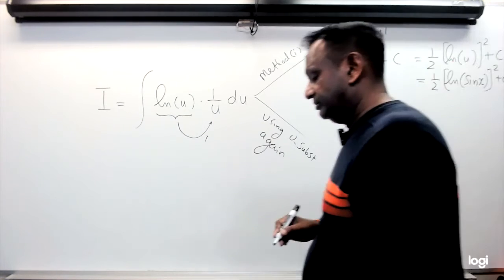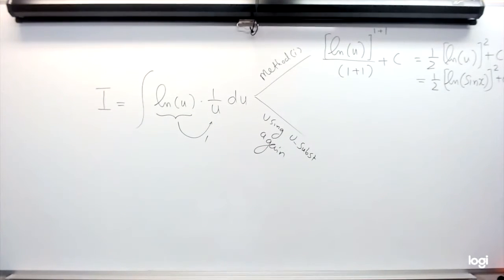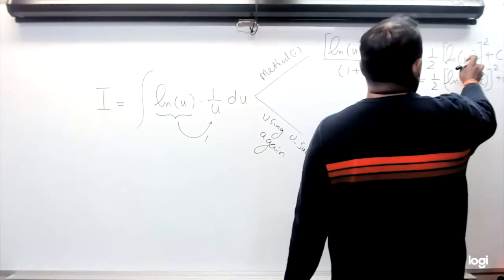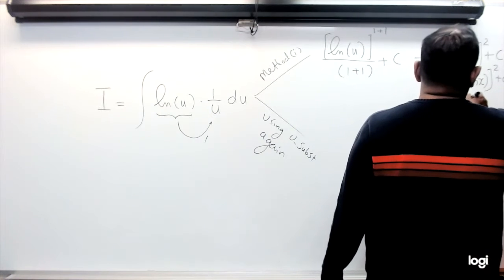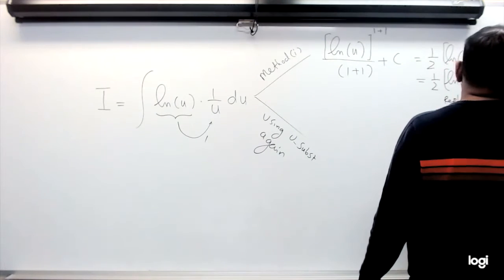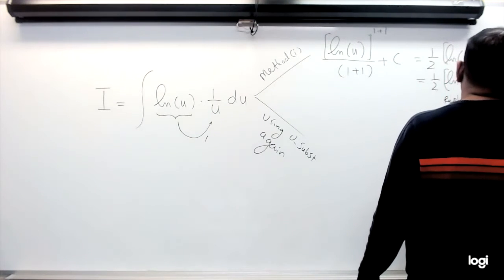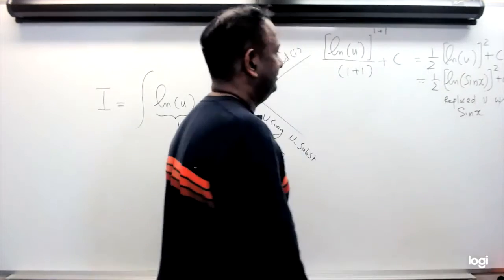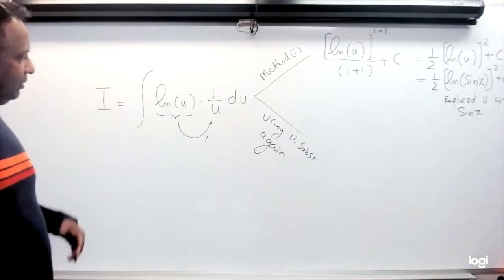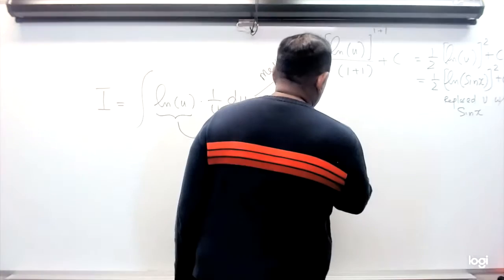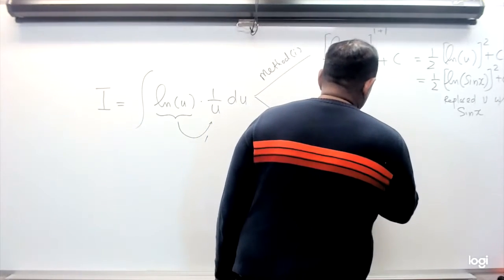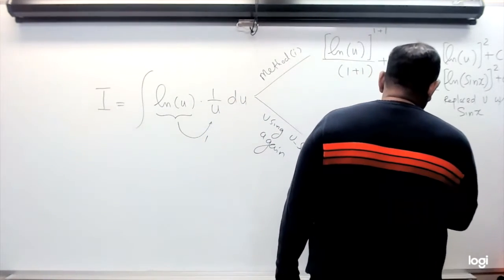Sine x. That's one way of doing that one. Then you're going to end up with that answer again. See, replace u with sine x. That's what I assumed in the beginning. Now, you can think about I, this ln u is 1 over u du.